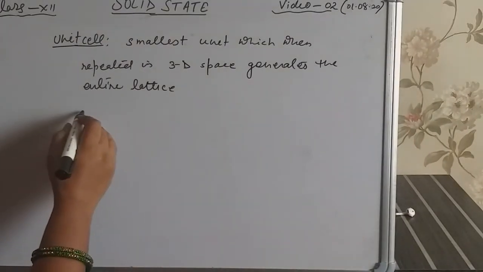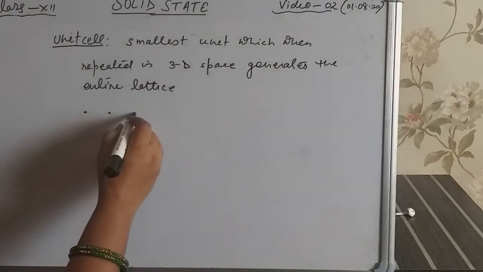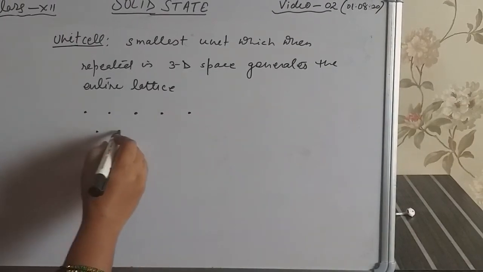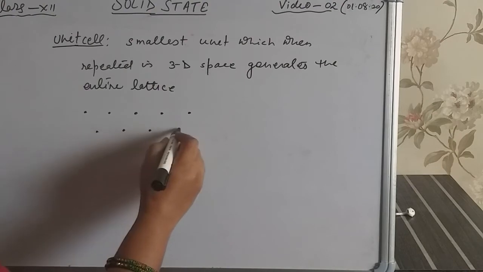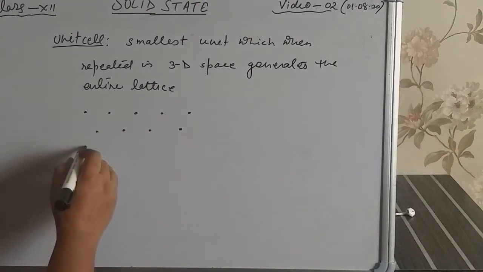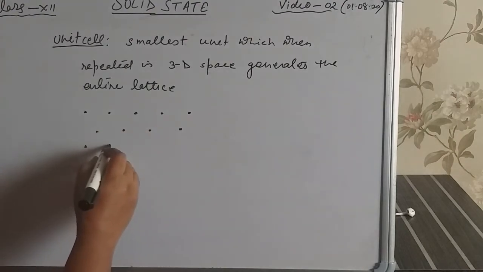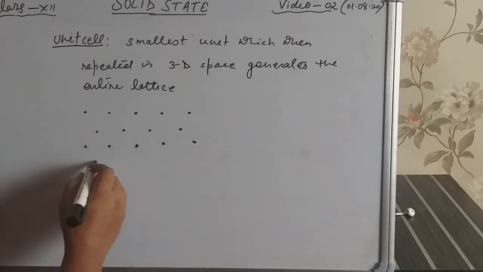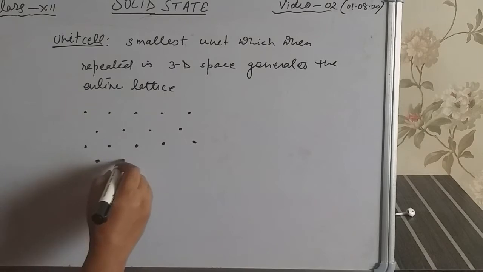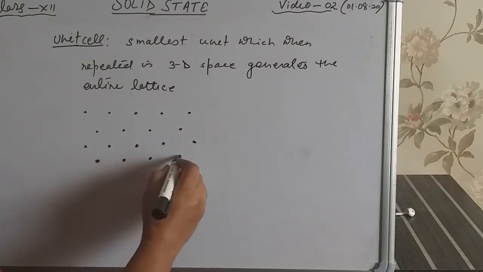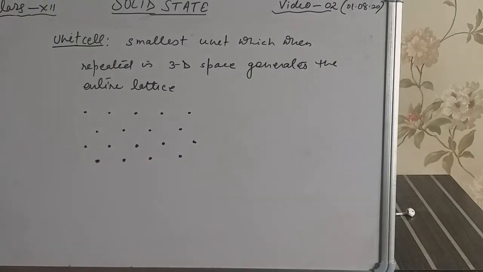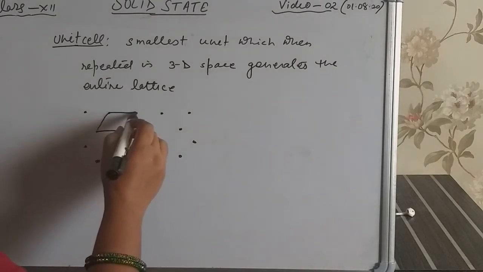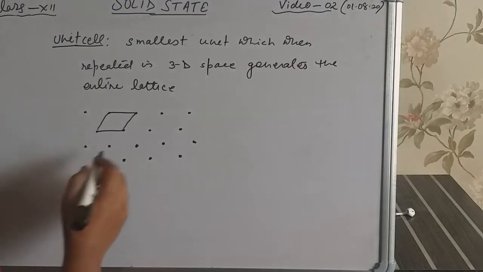Just like, suppose we arrange these points in this way, and another set of points just in the middle, and the third line is arranged repeating the first line, and the fourth line repeating the second line. If this type of arrangement takes place, we can easily see how the lattice is generated.